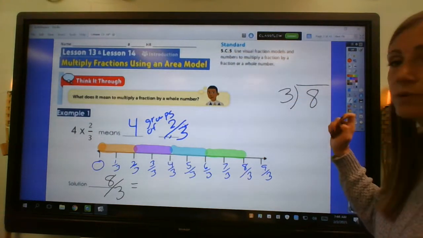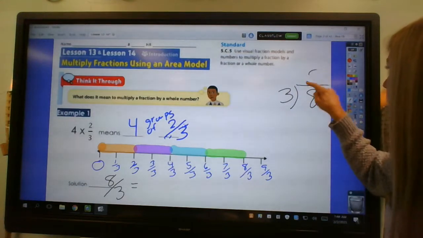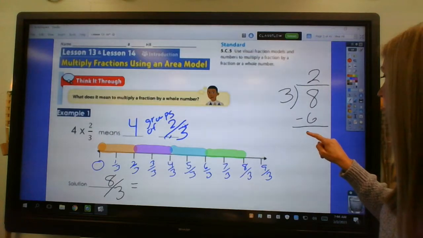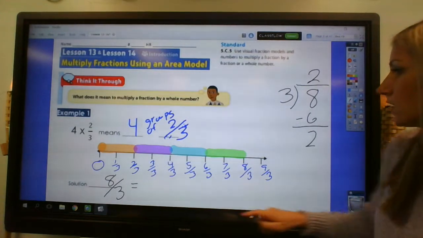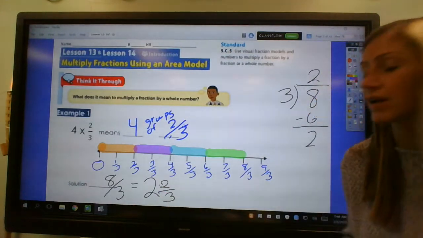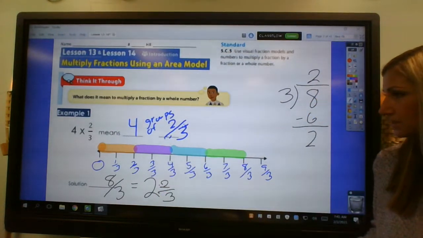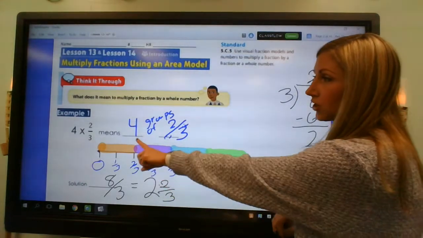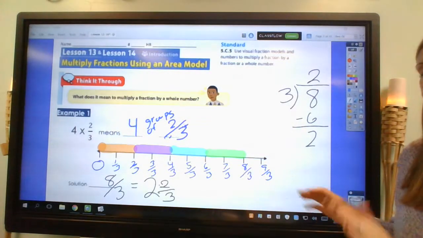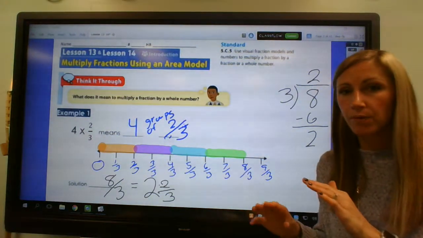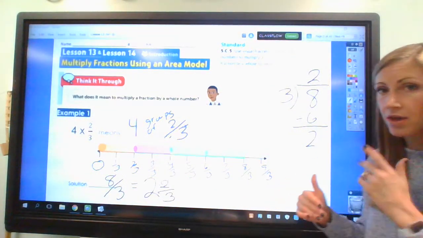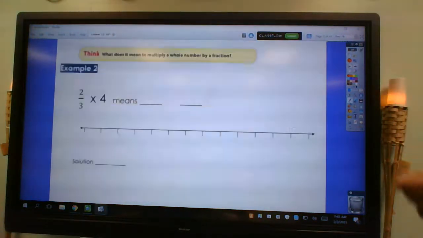3 can go into 8 2 times. So then I can have my whole number and my fraction left over. So it goes in 2 times, 2 left over out of 3. So our answer is 2 2/3. So this is starting with a whole and making groups of a fraction. It looks a little bit different if it's reversed. Now we know the commutative property, that we can get the same answer no matter which fraction we start with. But the way it's demonstrated is different.